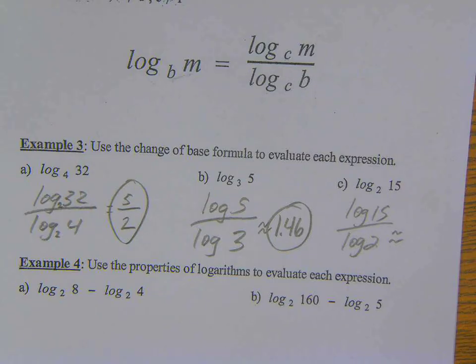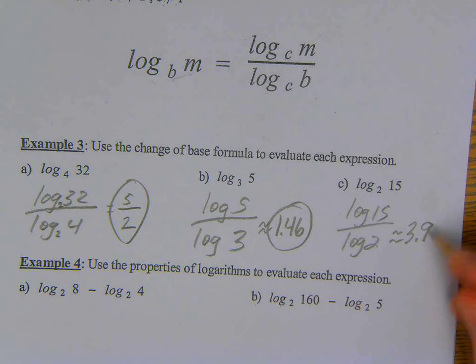Hey, I have a question. Yep. Do you still use the squiggly lines if you round it? Yeah, squiggly lines mean it's rounded. It's close to that. So what is this one? Almost 4? 3.9. 3.90. All right.